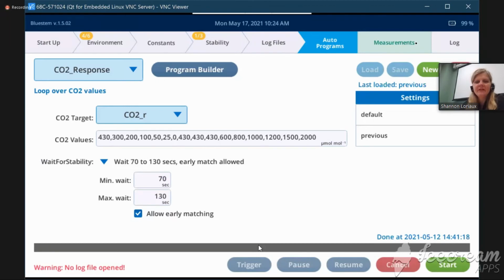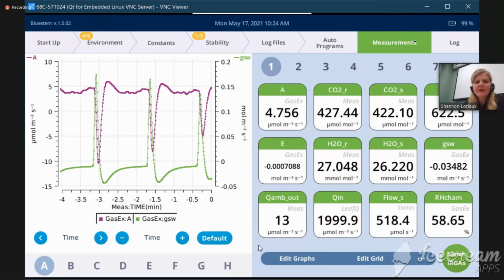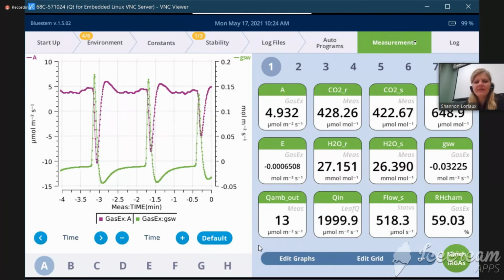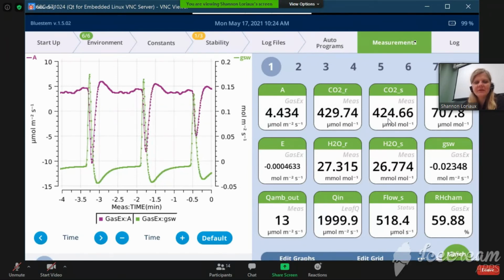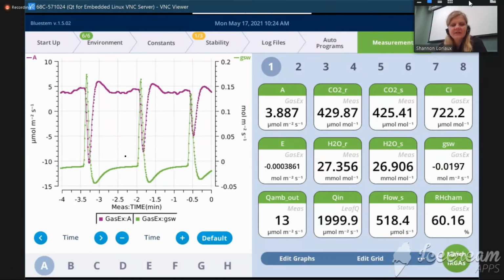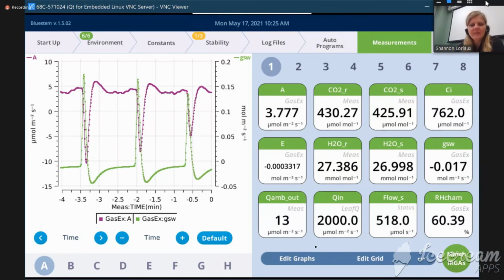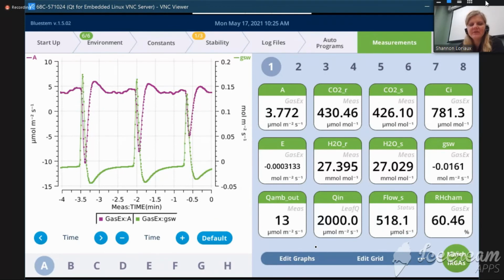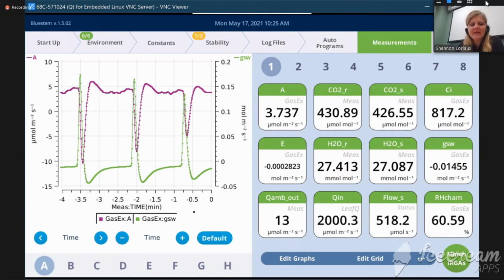Okay, finally, let's go to Measurements, and you will get a view of the real-time values of your various sensors and the calculations being done in the instrument. On the left-hand side, we have our graphics, and on the right-hand side, we have more of a variable, we call it a grid. We can see the variables in a grid, whereas on the left-hand side, we can see the data in a graphical form.